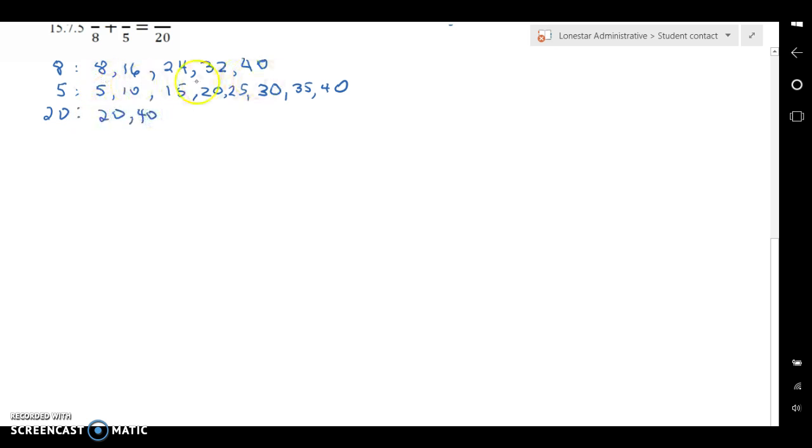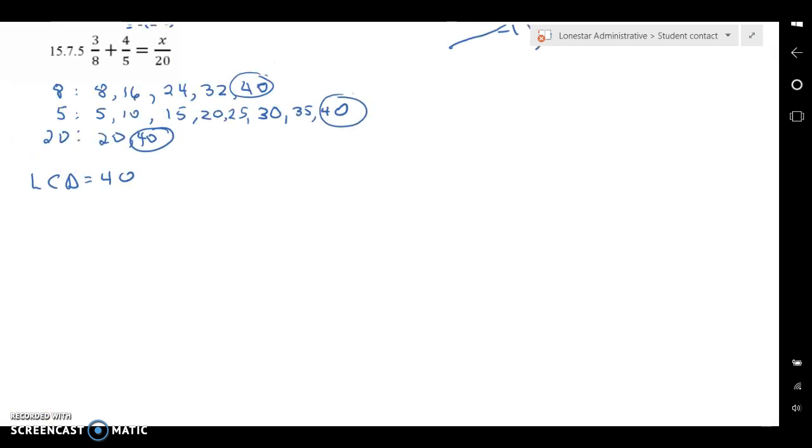So what we want to do is circle the first number that all three have in common, and here it's 40, 40, and 40. So our common denominator needs to be 40. Our least common denominator equals 40. So now all we have to do is multiply every fraction by 40. But when you multiply a fraction times a whole number, you need to write the whole number as a fraction. So we have 3/8 times 40 over 1 plus 4/5 times 40 over 1 equals x over 20 times 40 over 1. And now we can reduce.